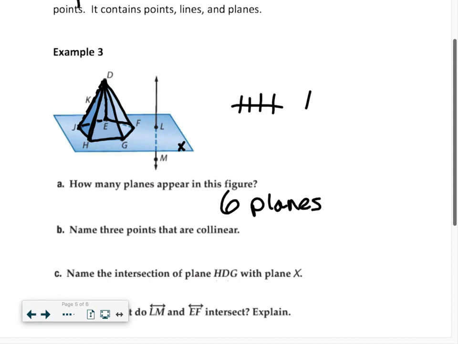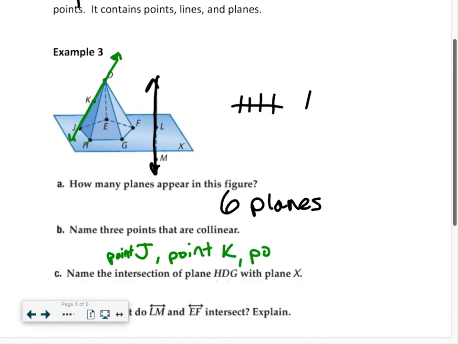Okay. Name three points that are collinear. So three points all on the same line. Where does that happen in this figure? This line only has two points on it, so there's not three points that are collinear. If we look at this three-dimensional figure here, we've got that line JKD. Those points all lie on the same line. So point J, point K, and point D. Those are all collinear. They all lie on that line there.